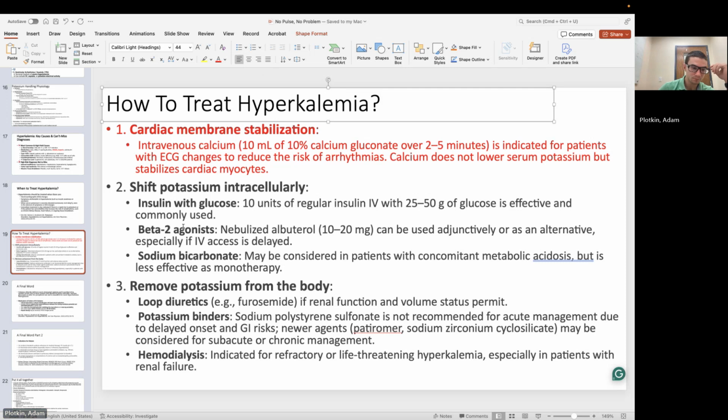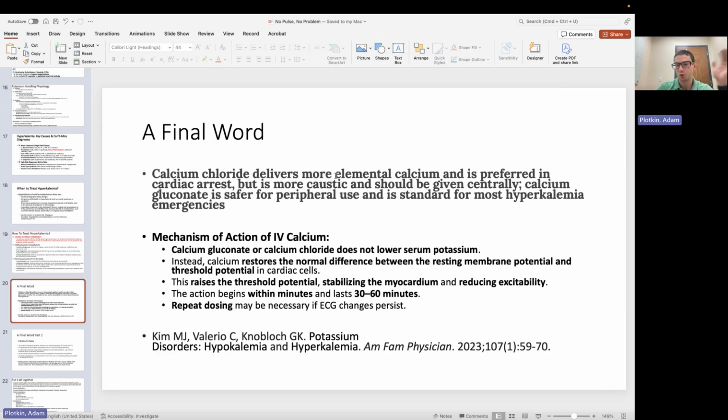Okay. So a final word, I told you at the beginning, right? There's a bit of a nuance between calcium chloride and calcium gluconate. So calcium chloride delivers more elemental calcium, and it's actually the preferred agent in cardiac arrest. But it's more caustic and should only be given via a central line, not a peripheral line, because it can cause some tissue necrosis. Calcium gluconate is safer for peripheral use and is standard for most hyperkalemia emergencies.